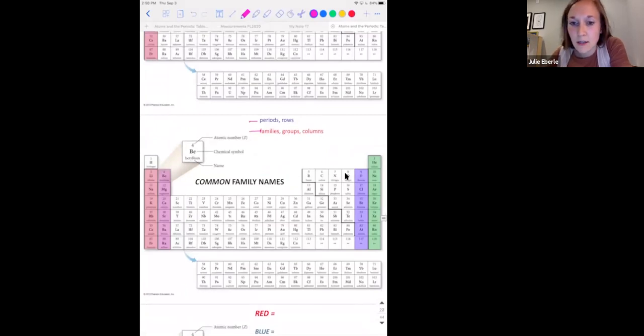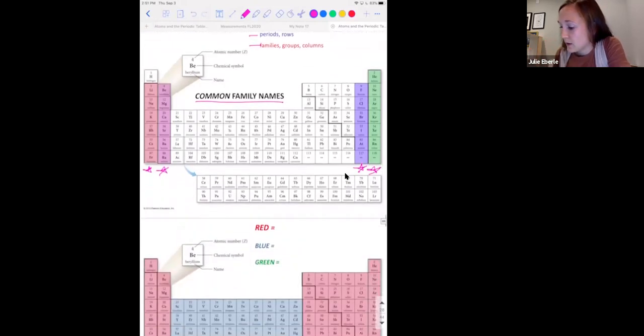Now you see the same periodic table, and you see 4 different groups that are highlighted. All right, these 4 groups right here, 1, 2, and then these 2 over here, have common family names. So there may be times I say group 1 or group 7, but there also may be times I use their common family names, and you need to know the common family names, not for all the groups, but for these 4. And so we'll go over what those 4 are.